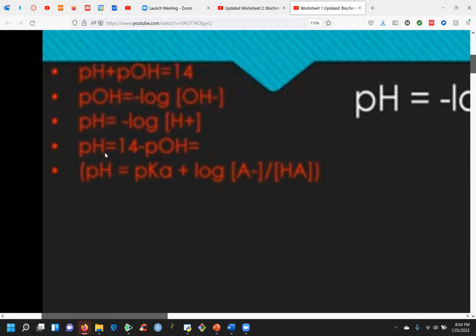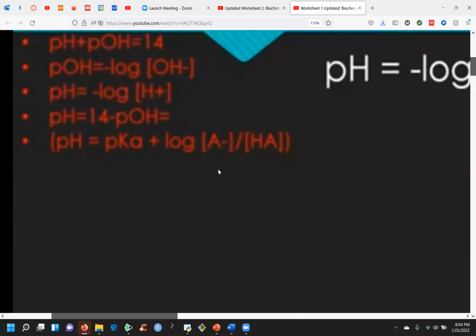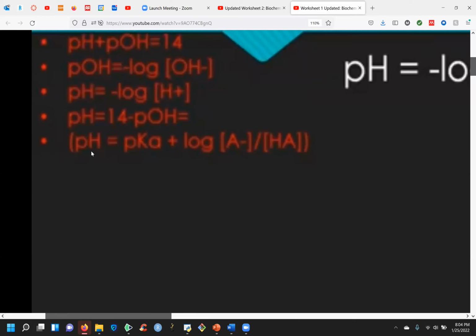And then we have pH is equal to 14 minus pOH. That's the same formula as the one on top over here. And then our last formula for pH and pKa: pH is equal to the pKa plus the log of A minus divided by HA. So this would be our acid, okay? So now we're talking about acids. So HA is the acid.